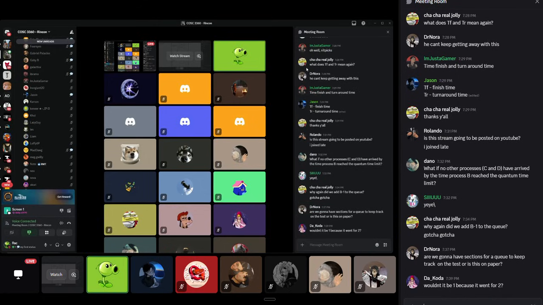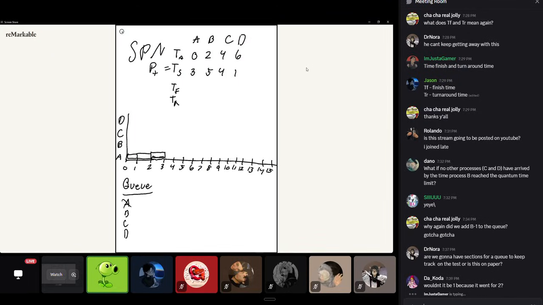Are we going to have a section for the queue to keep track of? No, you're going to have to write this down on your own. You're going to have to write all this down on your own. You're going to get nothing except this up here. This is all you're going to get. You're going to have to draw all this.